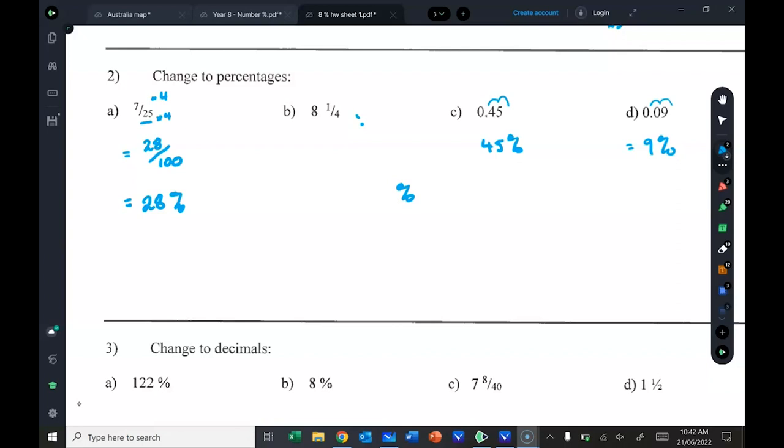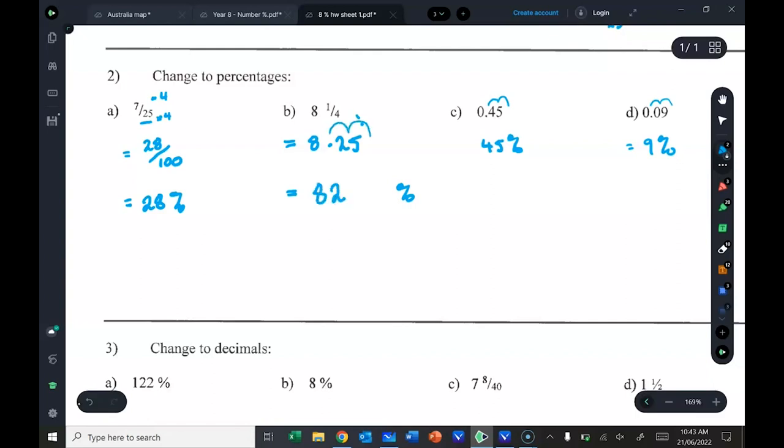So if we move this to decimal, not as a percentage, we've got 8.25. That means that I've got all 8 plus another quarter, okay? So that means that I've got 8 lots of 100% and another 25%. So it's the same deal. The decimal's moving 2 to the right. So we've got 825%. So it's important that we're moving in the right direction.